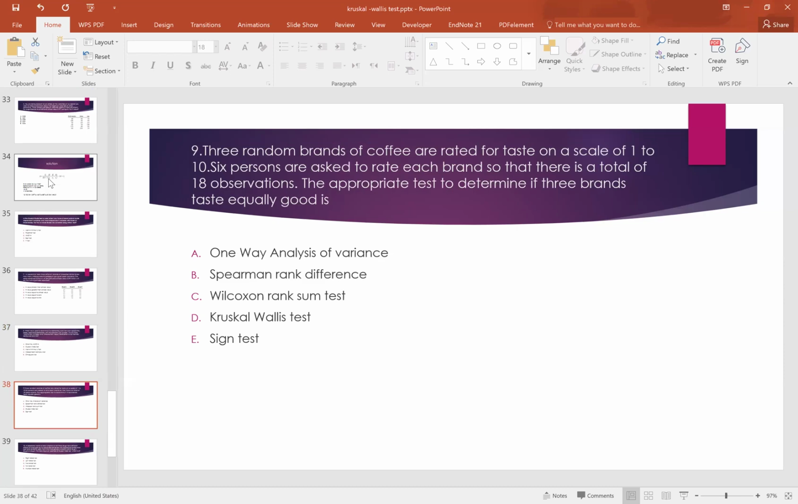3 random brands of coffee are selected for a test on a scale of 1 to 10. 6 people are asked to rate each brand so that there is a total of 18 observations. The appropriate test to determine if the 3 brands taste equally good is A, one-way analysis of variance, B, Spearman rank difference, C, Wilcoxon rank sum test, D, Kruskal-Wallis test, and E, sign test. Yes, it's D, Kruskal-Wallis test.